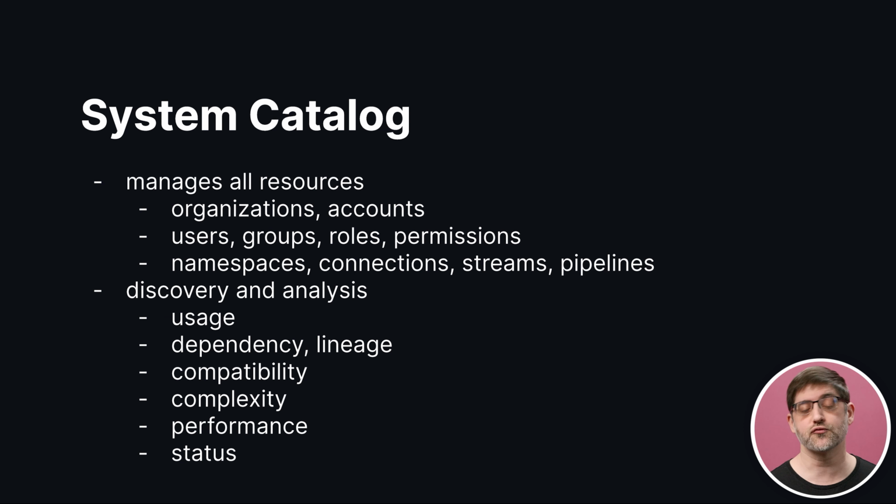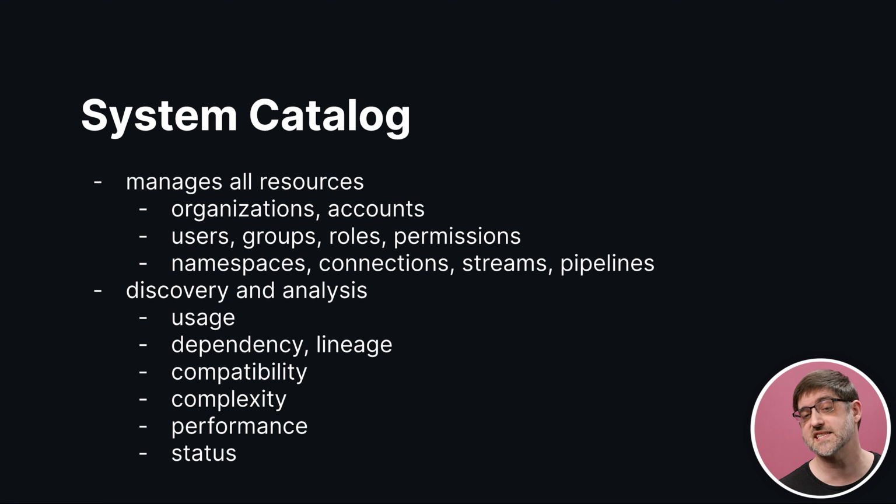In addition to just managing those resources, the catalog provides a bunch of discovery and analysis tools, like which of these resources are currently in use, understanding dependencies and lineage information, understanding schema compatibility. Can I use this stream with this particular connection, as a for instance? Complexity, and then of course performance analysis and complexity go hand in hand. This is just how many resources does this pipeline actually need based on the computational complexity of the pipeline and what it's doing. The performance being things like speeds and feeds, how many records in, how many records out, bytes in, bytes out, those kinds of things. And of course, the status, is my pipeline currently running, which, let's face it, is sometimes a harder question to answer than it should be.